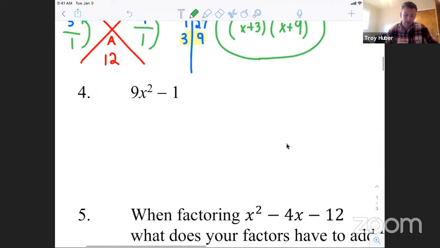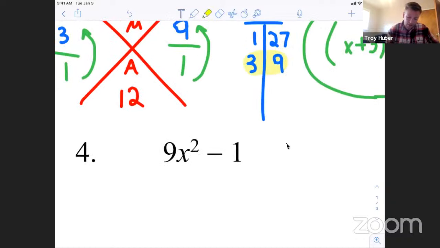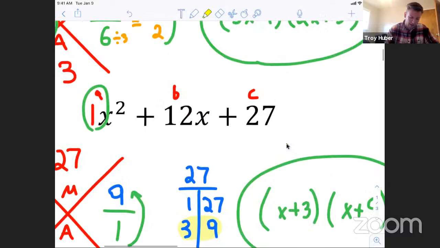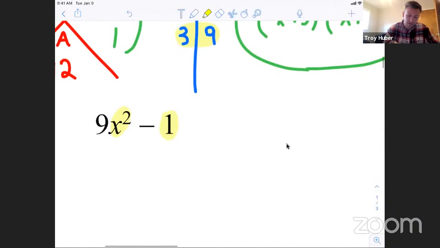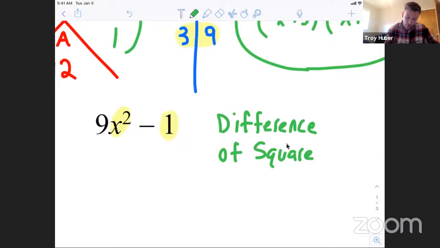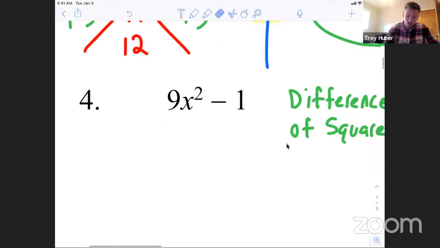But now when we run into something like number 4, you'll notice we still have an x squared term and we have a constant. However, we don't have an x term. See how it was always x squared, x, constant? We're missing an x term. So this usually signifies difference of squares. All right, and difference of squares says that, hey, you know what? We can take the square root of both of these.